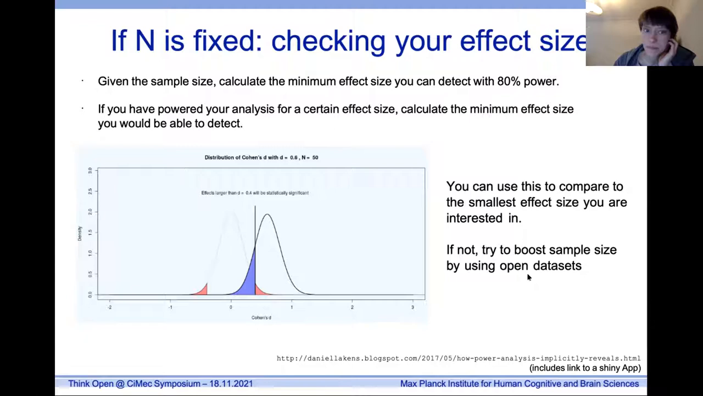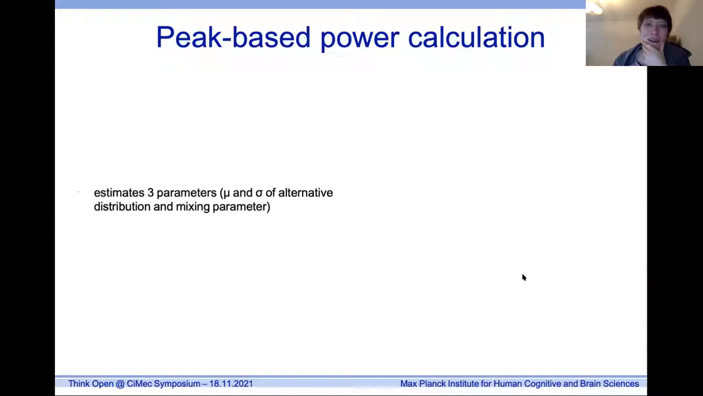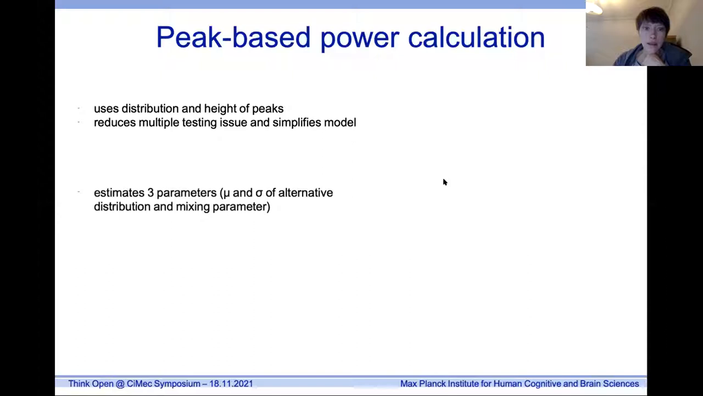I didn't fix my animation, sorry. So one way to really calculate your power for your fMRI experiment is peak-based power calculation. So this toolbox basically uses the distribution and the height of cluster peaks. So you're going with a cluster threshold, and then you're having a certain number of peaks and certain height. And thereby it just focuses on these single points, and thereby already reduces the multiple testing and simplifies the model. And this approach requires a statistical map that can either come from a pilot study or also from NeuroVault, for example, if you're looking into a well-described effect, I would say, like an activation in faces versus houses or so. You could also take that one.